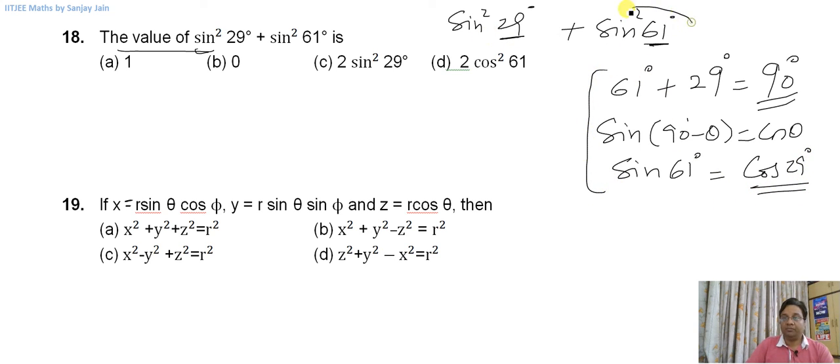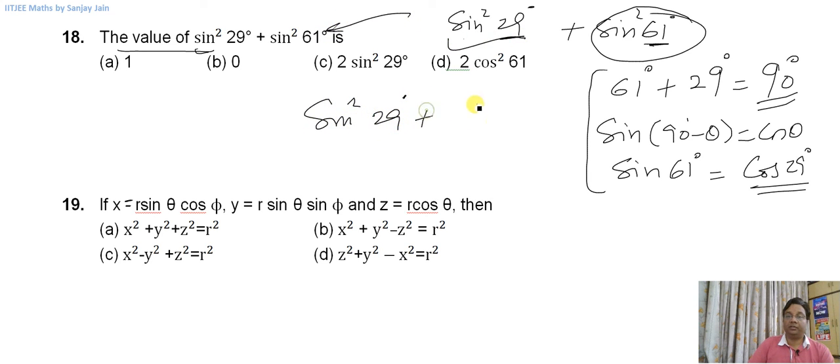So we can simply write sine square 61 degrees as cos square 29 degrees. So this expression becomes sine square 29 degrees plus cos square 29 degrees. I hope you have already got the answer. So this is equal to 1, right?